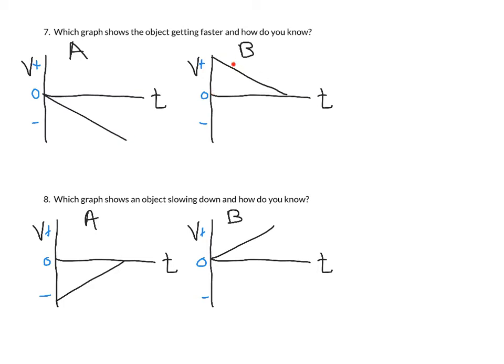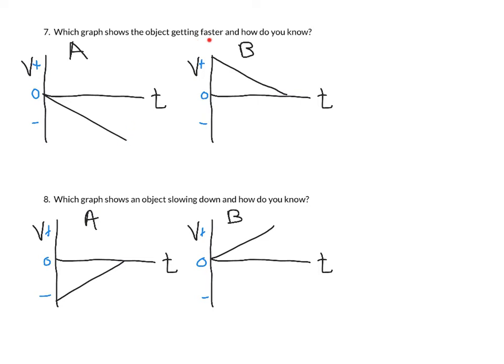This one, the line is tipped the same exact way. It's just now above the t-axis. This means velocity that's big and positive. And it's getting what? Closer to the 0, which means the velocity is getting less. If the velocity gets closer to 0, that means it's getting less.